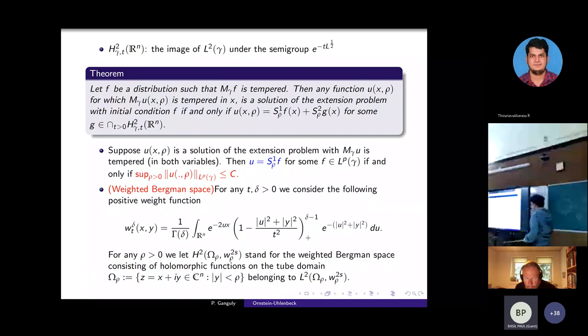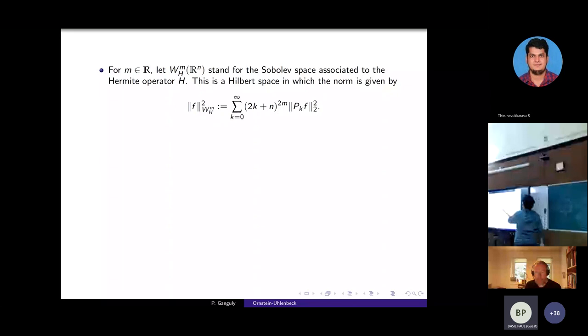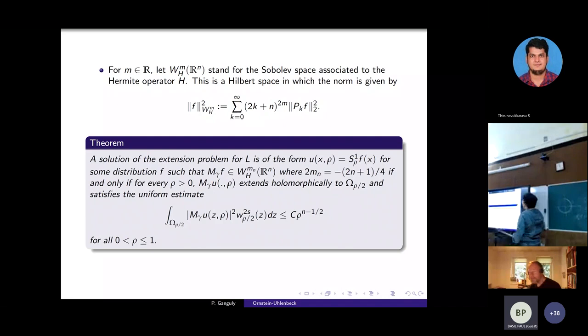And we define the Hermite Sobolev space, which is basically a Hilbert space, and the norm of these Hermite Sobolev spaces is given by this. Now with these two notations, we have this characterization: a solution of the extension problem of this form, that is with the first operator only, for some distribution F such that M gamma F is in this negative Sobolev space, where Mn is given explicitly by this, minus (2n plus 1) by 4, if and only if for every rho bigger than 0, M gamma U rho extends holomorphically to this tube domain Omega rho by 2.